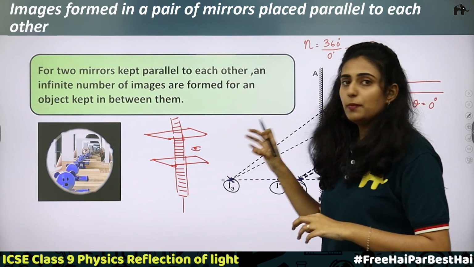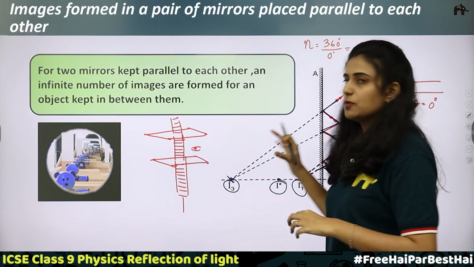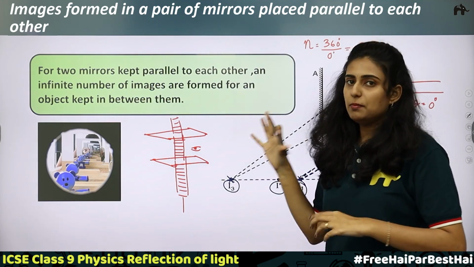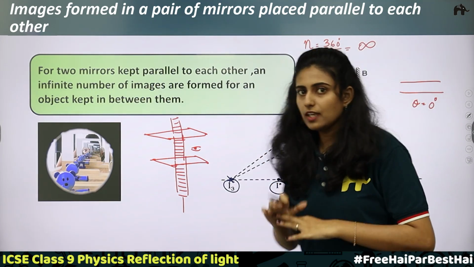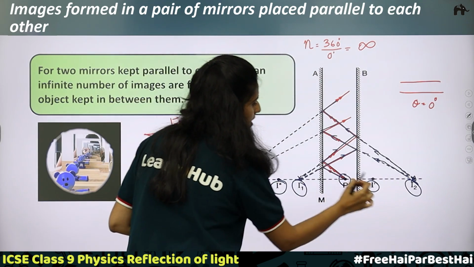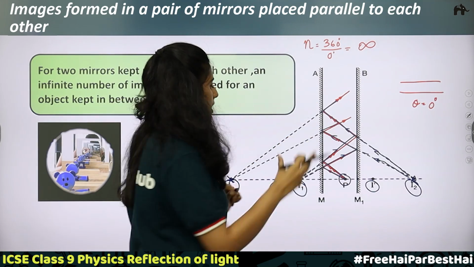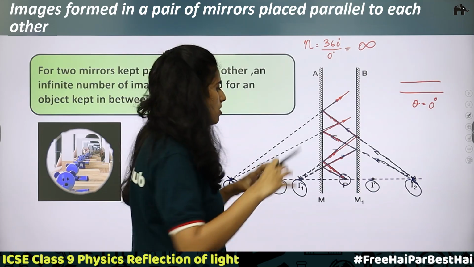Therefore you won't be able to see an infinite number of images. Why? Because after some steps, the brightness will completely reduce. So first object will be the brightest. Some of the light will get absorbed by the mirrors, and because of that the brightness will keep on decreasing.